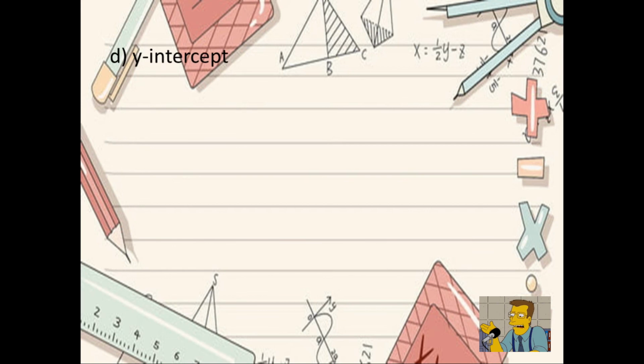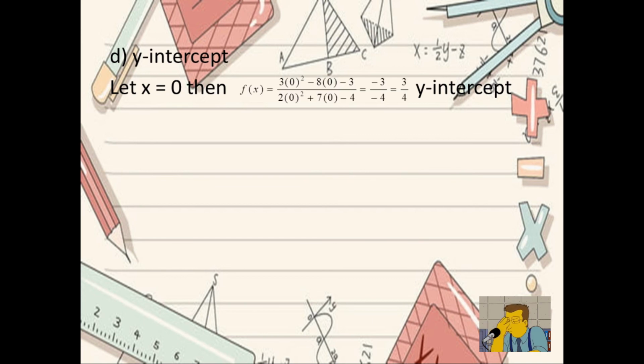Okay, next, the y-intercept. To solve the y-intercept, let x equals 0. Then in the expanded form of the function, 3 times 0 squared minus 8 times 0 minus 3 over 2 times 0 squared plus 7 times 0 minus 4, and that is negative 3 over negative 4, and that is equal to 3 over 4, and 3 over 4 is the y-intercept.